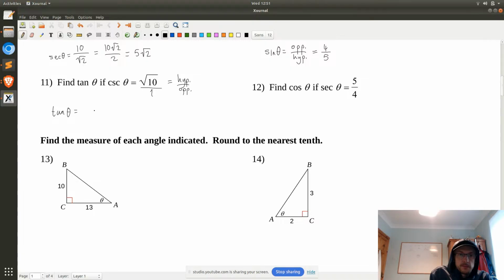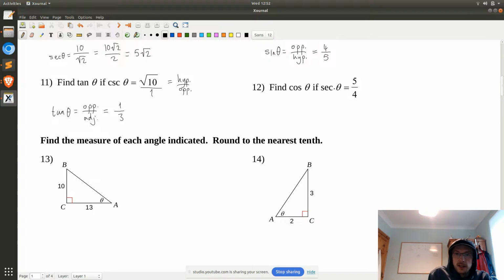Tan of theta, well, that's opposite over adjacent by definition. So let's see. So we have the opposite, it's 1. But we don't have the adjacent. So just do the Pythagorean theorem. Square root 10 to get 10. Square 1 to get 1. 10 take 1 is 9, and square root that to get 3. So it will be 1 on the top and 3 on the bottom. Tangent of theta is 1/3.